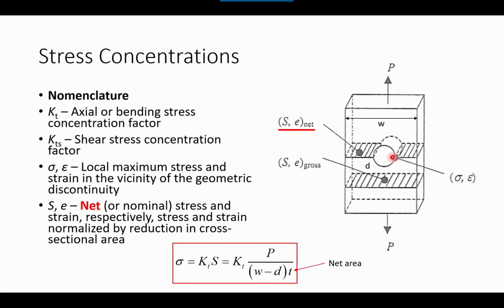At our discontinuity. Now the S and the E, those are the net stress or strains. And these are measured in the local ligament area. So this area that is in the vicinity of the notch, but they are measured as an average value with respect to the remote loading. So with P, this remote force over that ligament area.